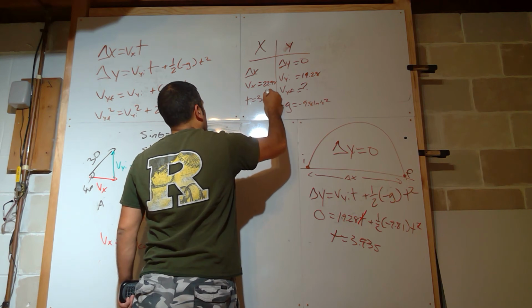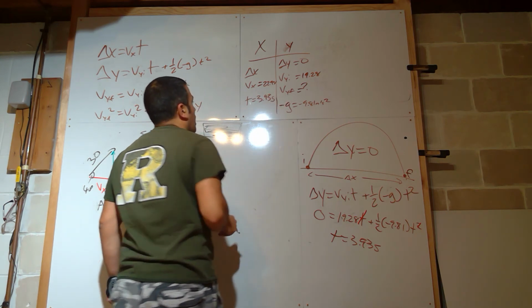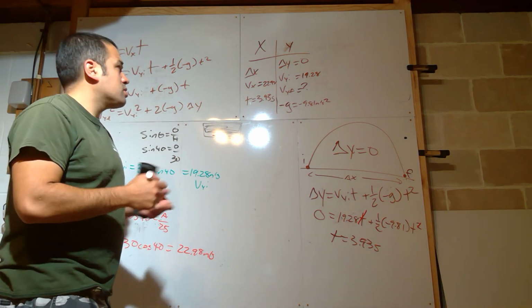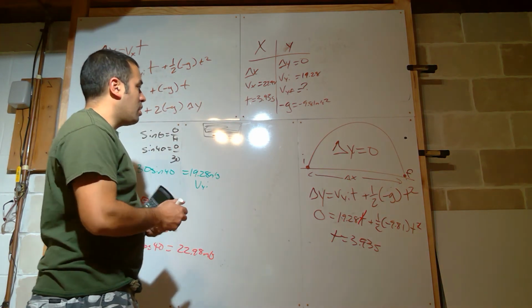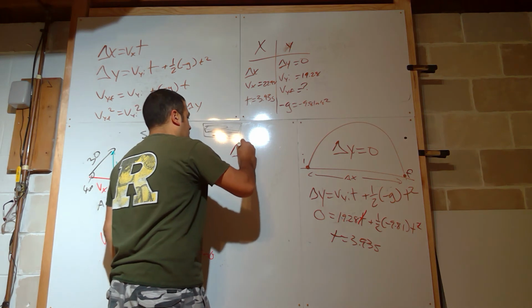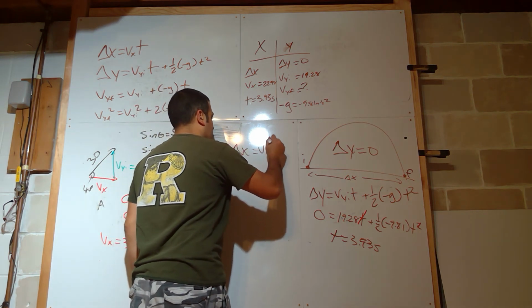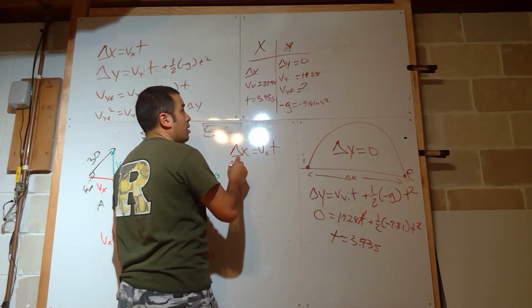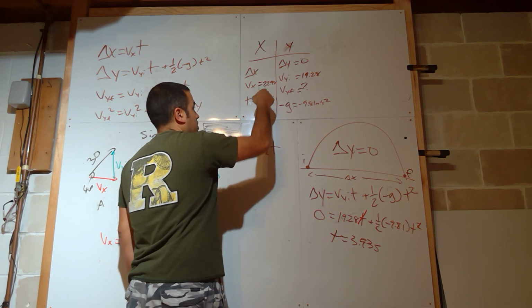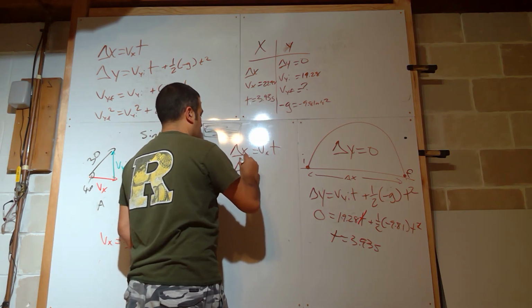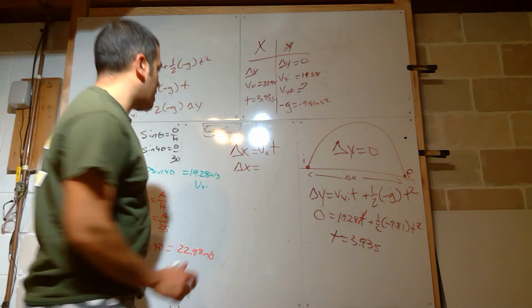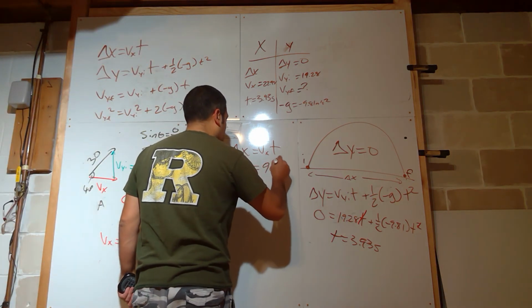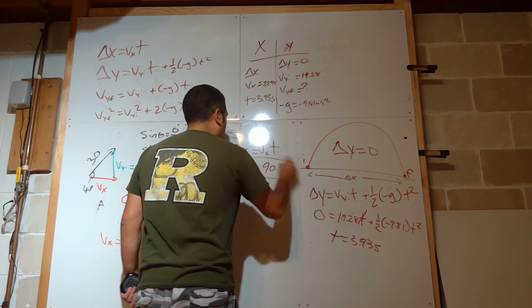So that's something that we want to fill in here. t is 3.93 seconds. And now we can easily get delta x, because for the x direction, if you got 2 out of 3, you can get the third. And that's always going to be the easiest direction. Delta x equals Vx times t. And that would be 22.98 times 3.93. Multiply that out, and I think we're going to get something like 90.3 meters if I've done it correctly.